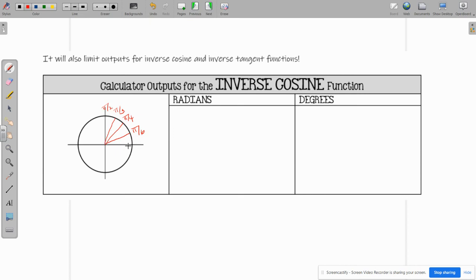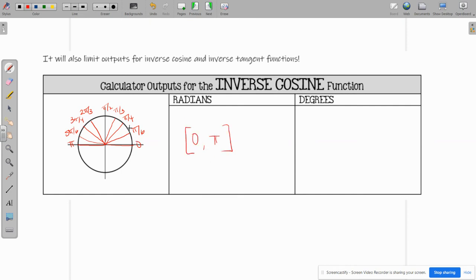So pi over 6, pi over 4, pi over 3, and pi over 2. And then all of these x values that would be below, they would repeat x values that were up here. So we have to actually go this direction. So 2 pi over 3, 3 pi over 4, 5 pi over 6, and then all the way up to pi. So it's actually going to go from 0 over here up to pi. So for our range in radians, again, it goes from 0 to pi.